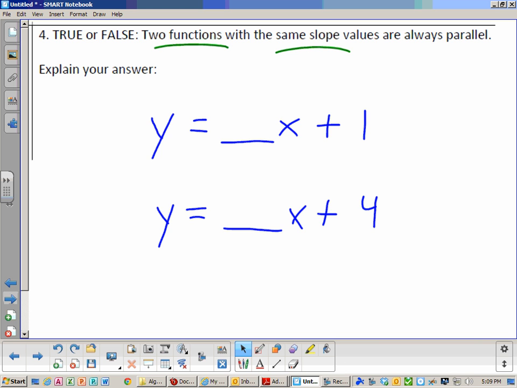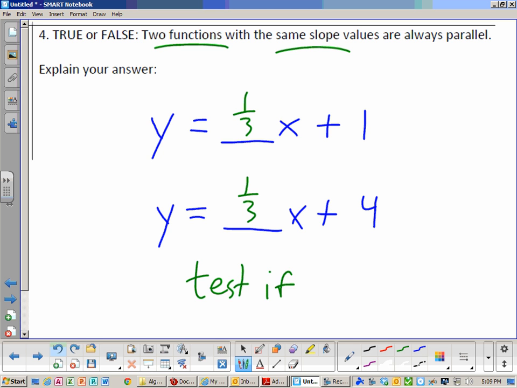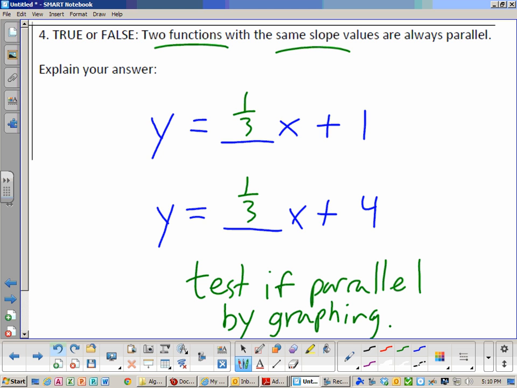All right. So make up any slope you want to. You can make it up as like 3 over 2, or you could make it up to be, I don't know, 1 over 2, or you could do even, I don't know, 1 over 3. But basically, what I want you to do is graph these two to test. I want you to test if parallel, right, by graphing them. All right, that way you could see, is it true or false?